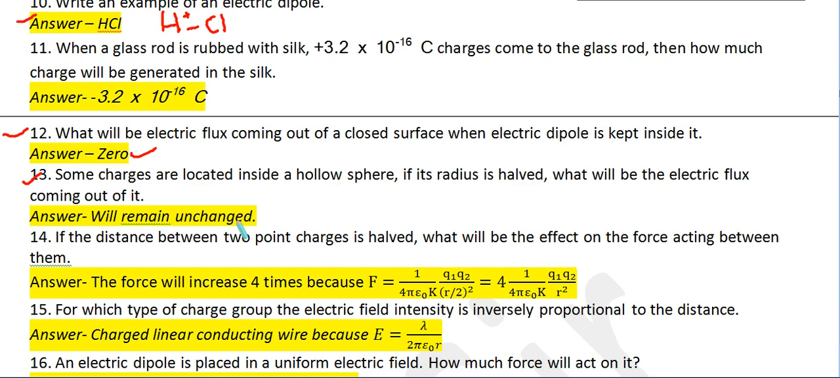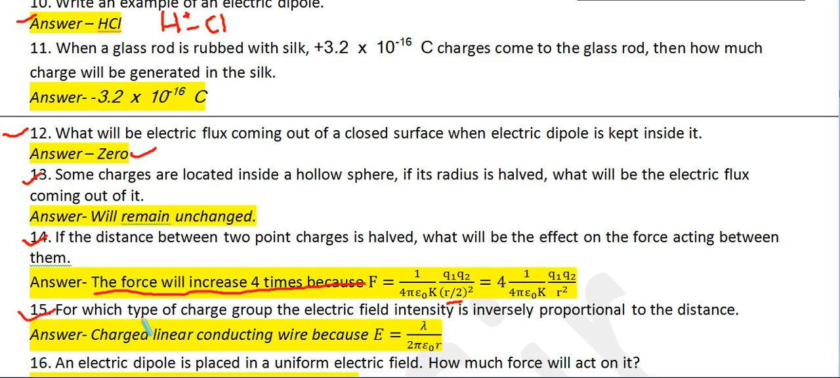In question number 14, if the distance between 2 point charges is halved, what will be the effect on the force acting between them? The force will increase 4 times because F equals 1 upon 4 pi epsilon naught, Q1 Q2 upon R squared. The distance is halved, so it is written as R upon 2 squared, and if this square is opened, it becomes R squared upon 4, and this 4 goes up to the numerator, so the force becomes 4 times.